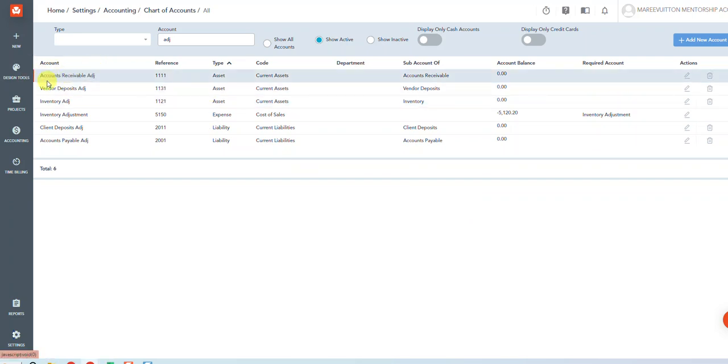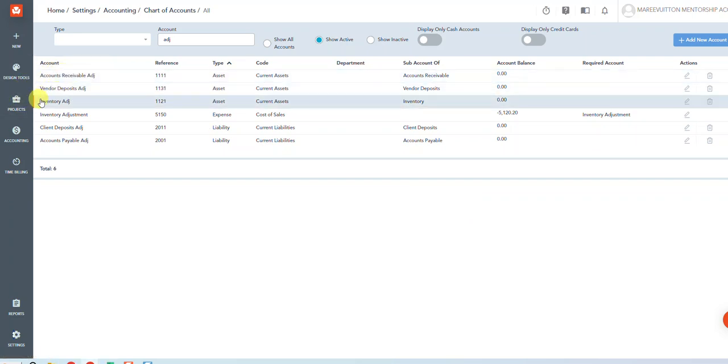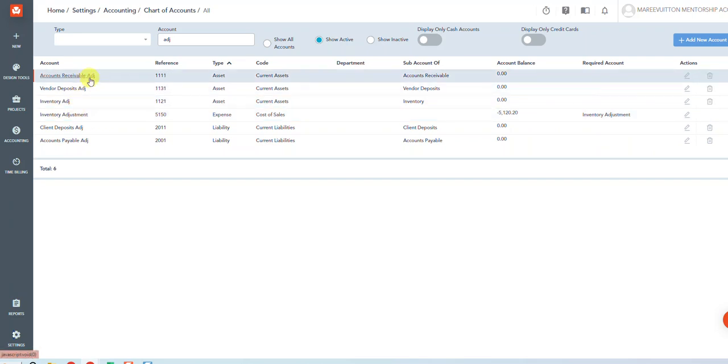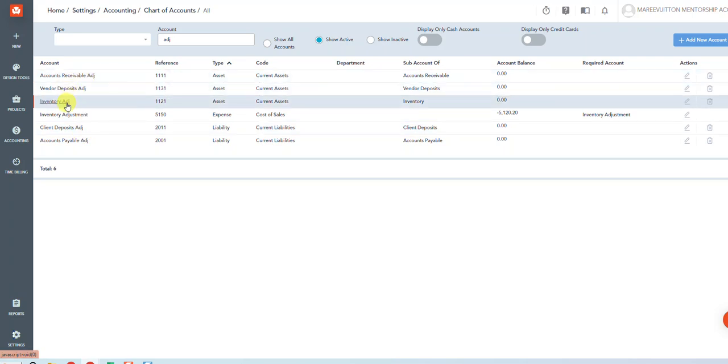It's going to be AR. It's going to be this one, this one right here, this one, and this one. Okay, this inventory adjustment is already part of your software. These are the ones I created for the cash basis journal entry.